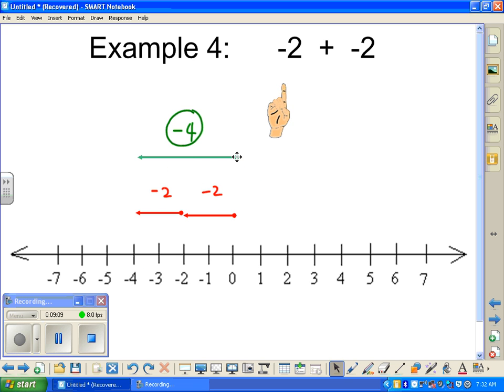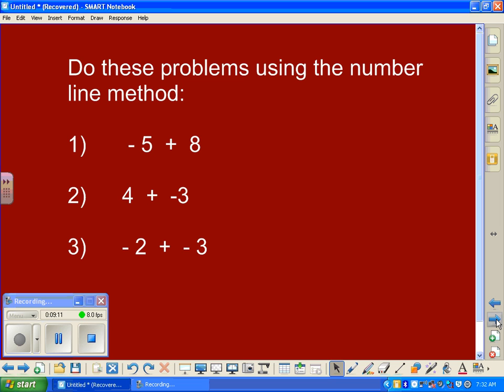Okay? All right, so I want you to pause the video at this screen here, and I want you to do these 3 problems in your notebooks. You should have copied the notes beforehand as well. And so I want you to demonstrate the answer by using the number line method and to follow along as I had shown it in the previous slides here. Okay? Thank you.